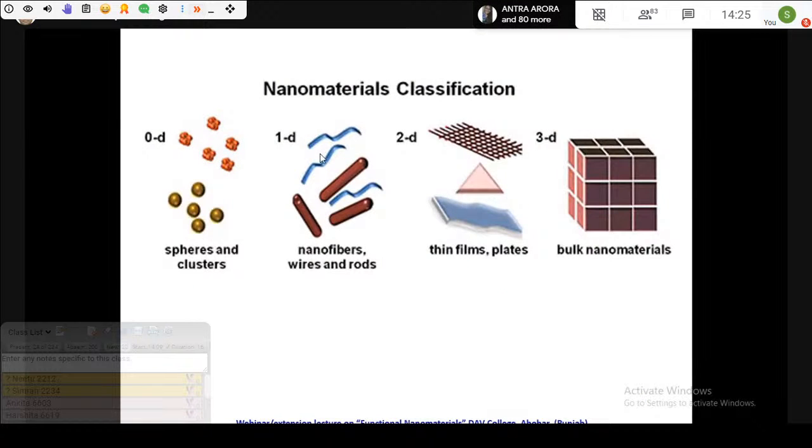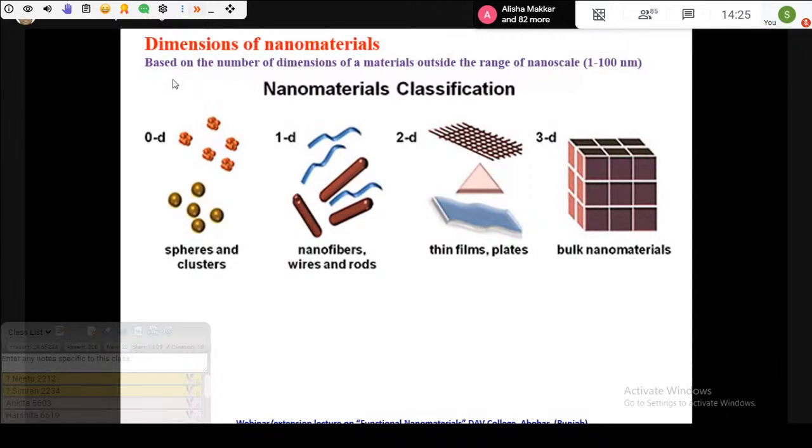Now, how do we classify nanomaterials? Just what we learn about the size and one of the important properties at the size. Now, how do we classify? Generally, based on the number of dimensions, like in 3 dimensions, we define it as 0 dimension, 1 dimension, 2 dimension, or 3 dimension.